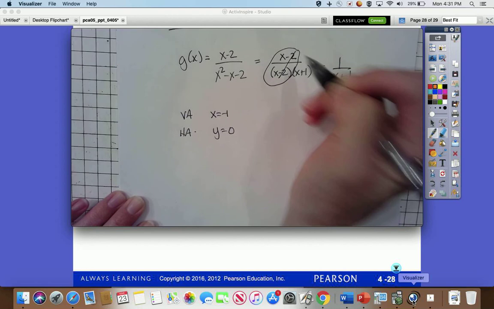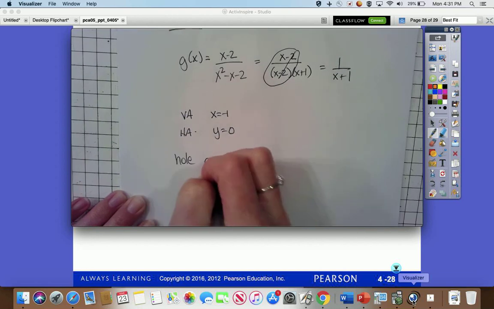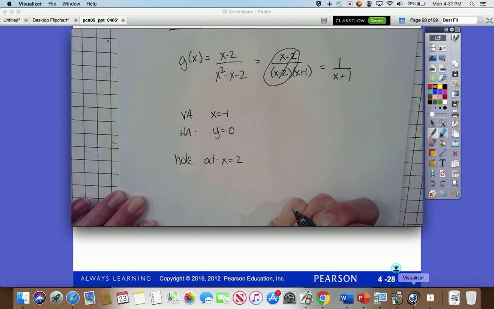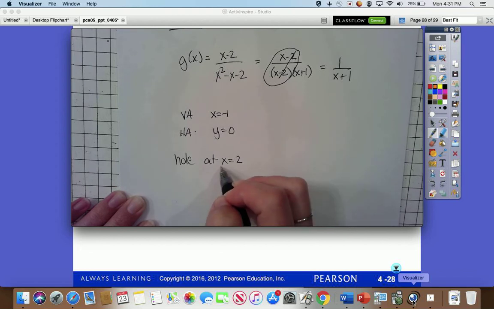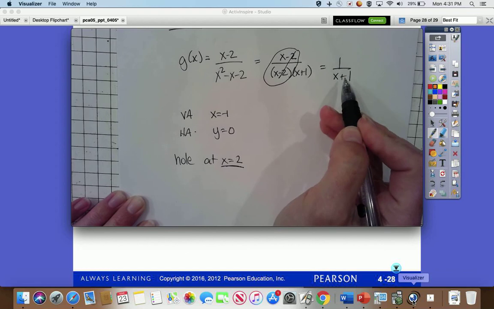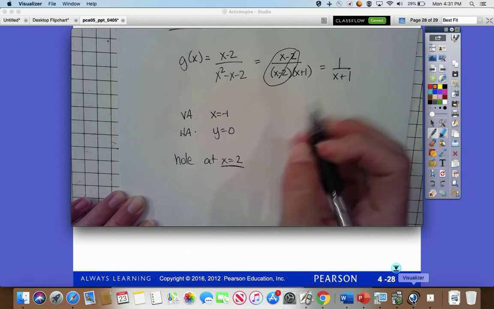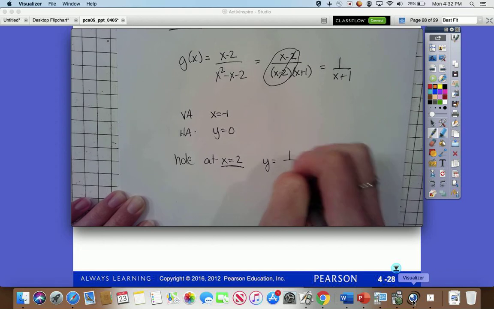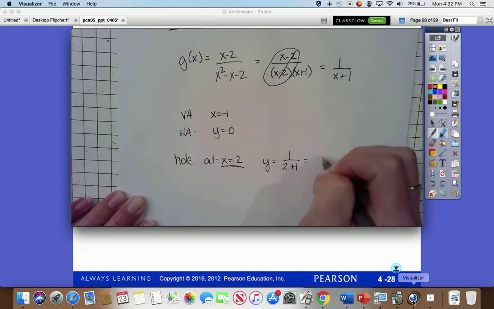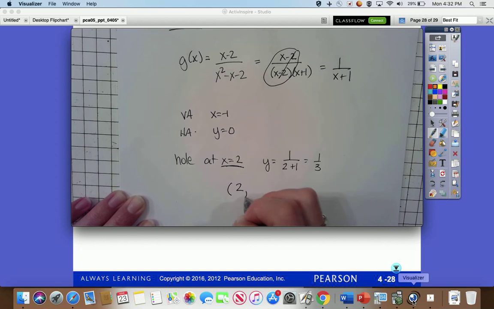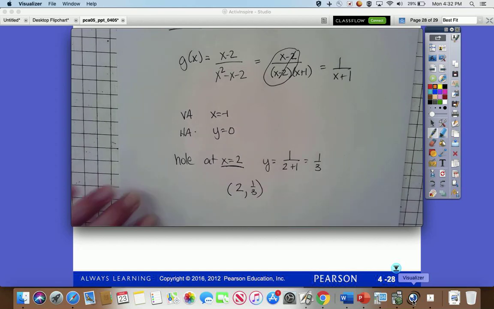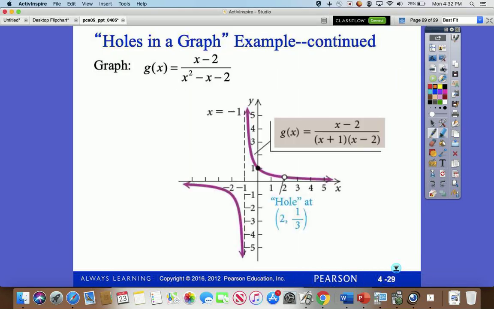So since these are what canceled out, there is a hole at x equals 2. And I take that x value of 2 and plug it in to my reduced function. So y will be 1 over 2 plus 1. So there is a hole at the point 2, 1/3. Now, what does a hole look like on the graph? I'm glad you asked. It looks like this. There's just a hole.